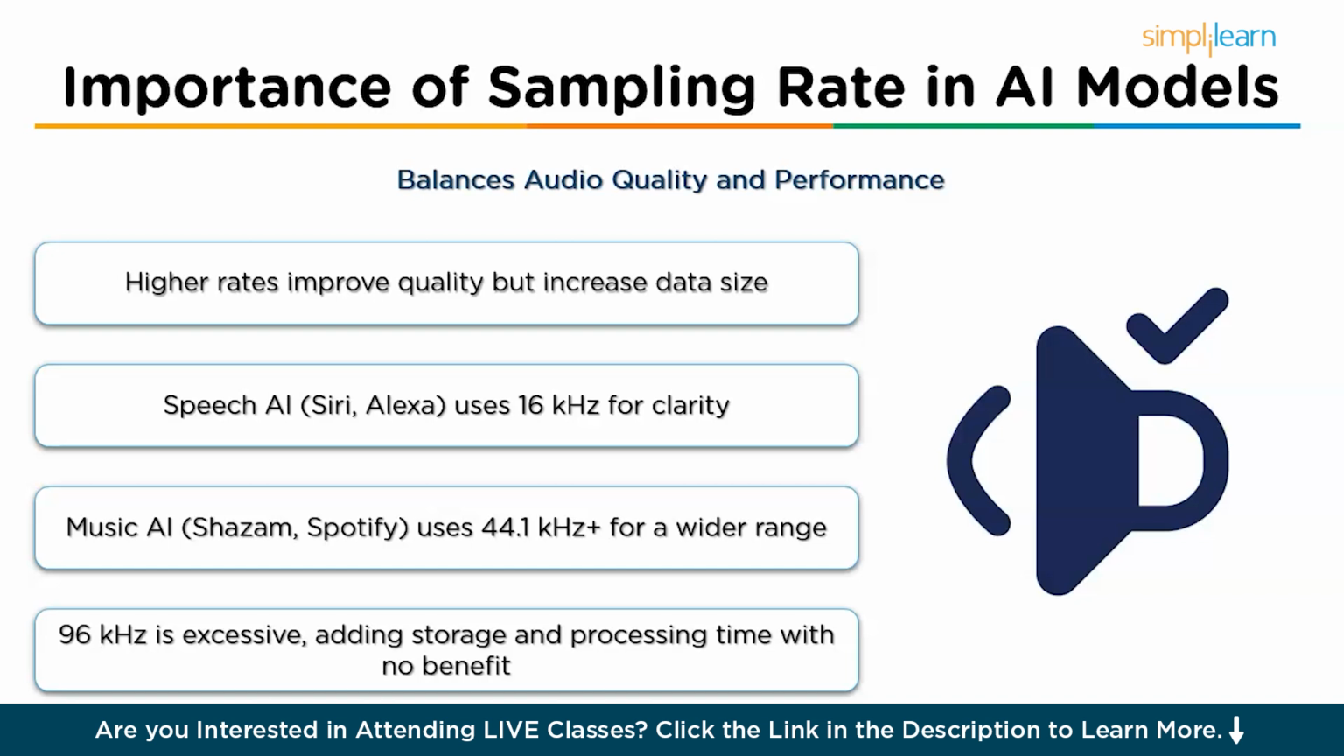Speech recognition models like Siri, Alexa, or Google Assistant use 16 kilohertz because human speech is mostly within 300 Hz to 8 kilohertz. And then we have music recognition models like Shazam or Spotify, which use 44.1 kilohertz or higher because music contains a wider range of frequencies. Using too high a sampling rate for AI-based speech recognition is wasteful, as it captures more detail than necessary, increasing storage and processing time without improving results. So the ideal sampling rate depends on your use case. Speech models need lower rates, while music-related AI needs higher rates.